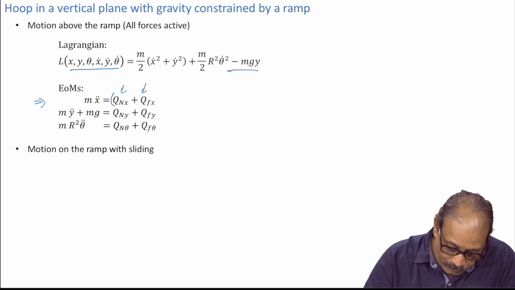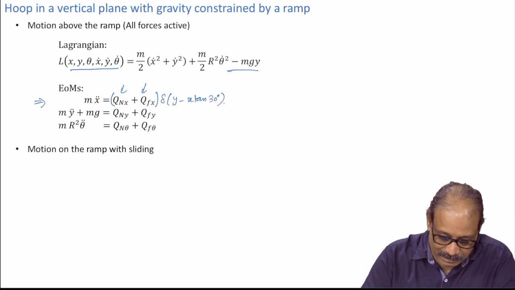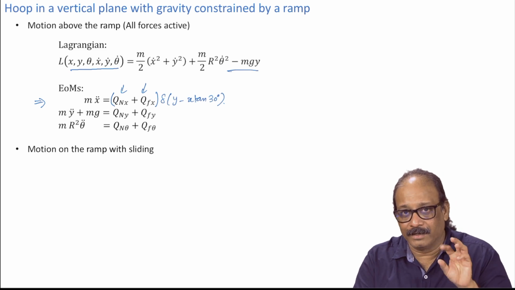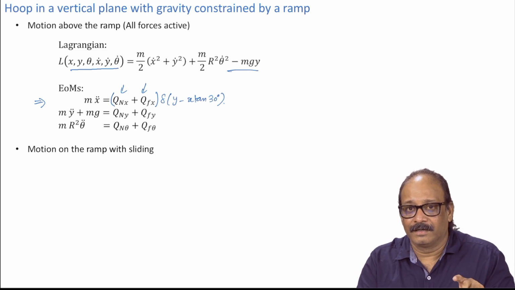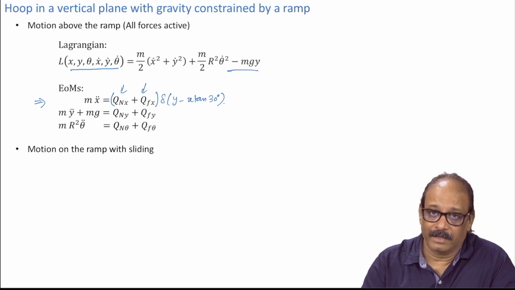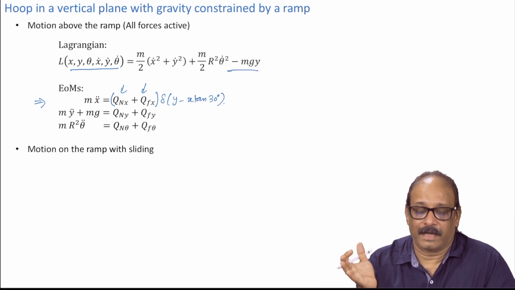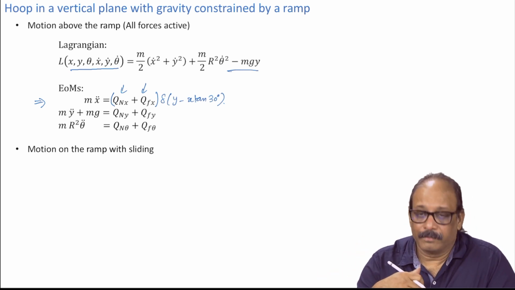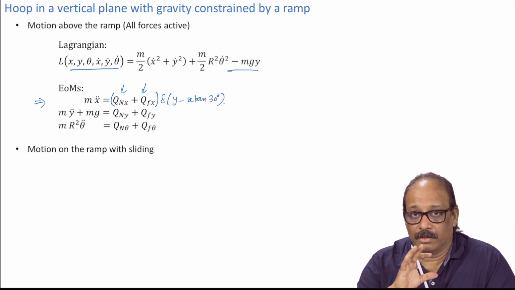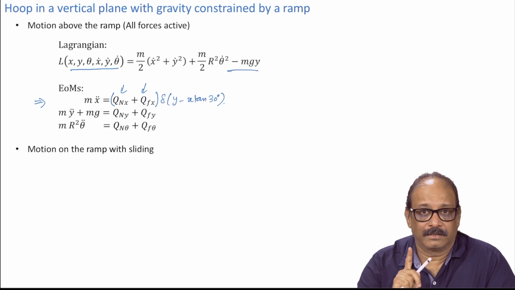If you want, we can multiply this by a delta of y minus x tan 30, or this particular delta function could be included in the magnitude of N and magnitude of F itself. But either way, you have to take this force into account, which appears on the right hand side of the Lagrange's equations.